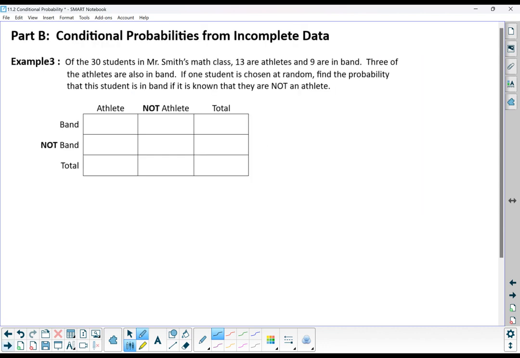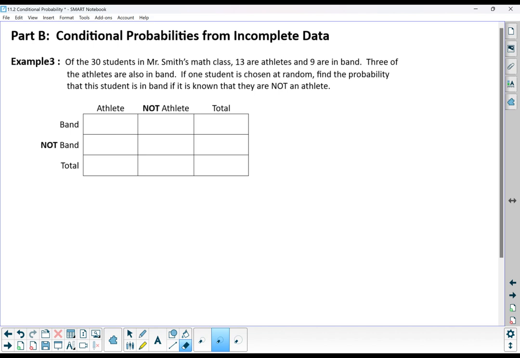Okay. All right. So now we are going to do 3 more examples with conditional probability, but this time we do not have a table. We just have some information, and the information is maybe incomplete. We don't have every single number given to us. We might have to calculate some of the quantities. So this first one, we've got a table kind of set up ready to go for us, and then in the next one, we'll practice setting up a table. We do just have one question to answer, and the question this time is, if one student is chosen at random, find the probability that the student is in band if it is known that they are not an athlete. So we also have this "not" to think about and consider.